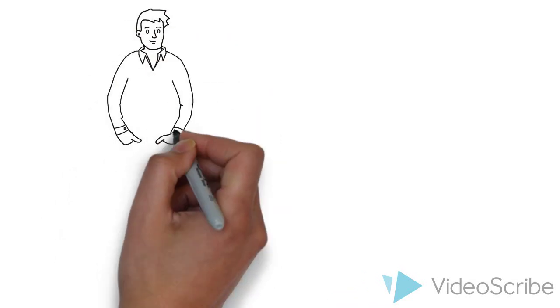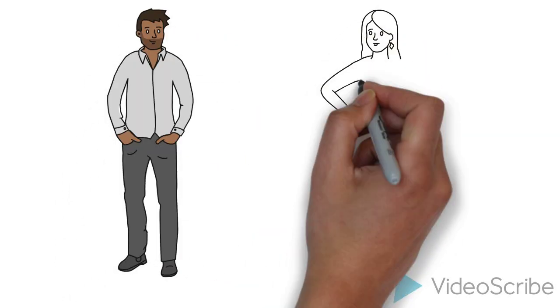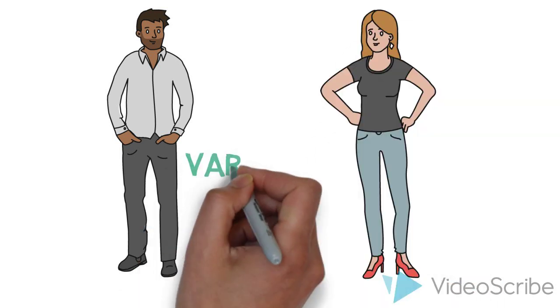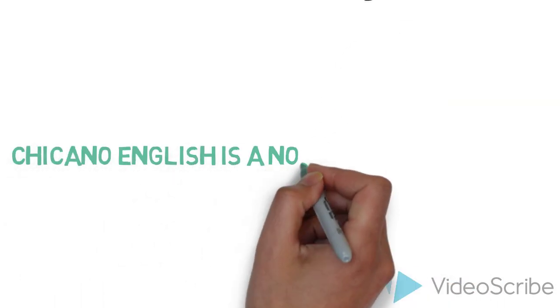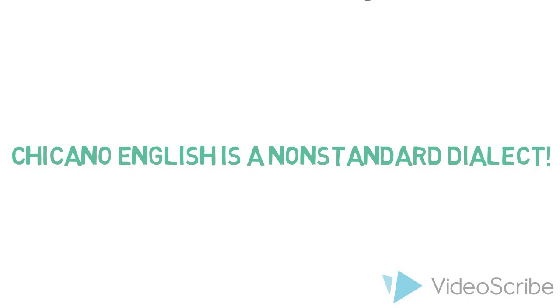Chicano English can show considerable individual variation. No two people speak the same way all the time. Chicano English is a non-standard dialect because some of its characteristics differ from those of standard American English.